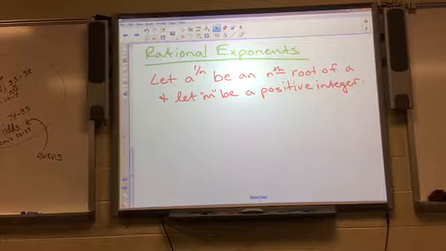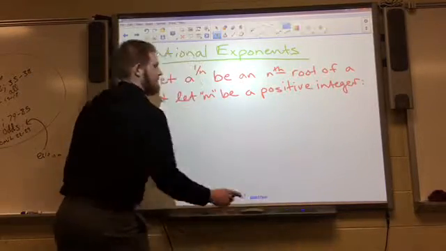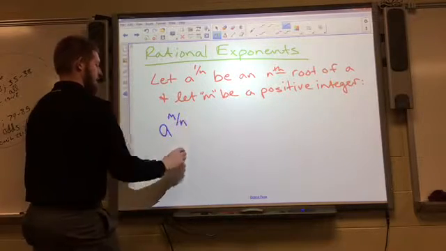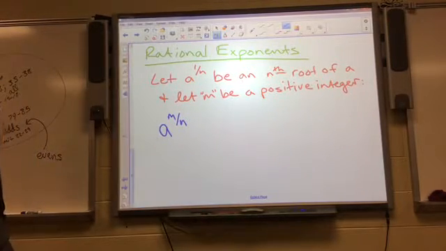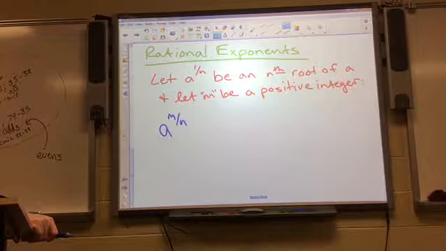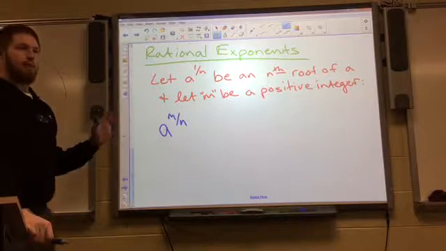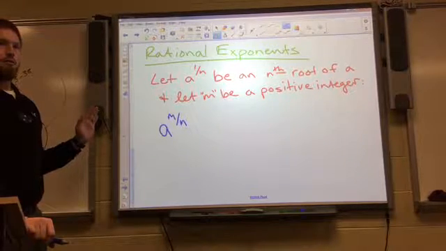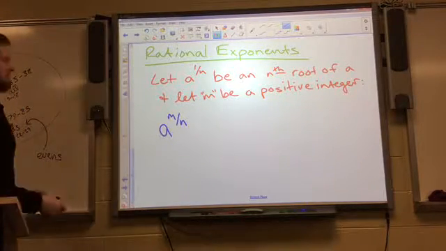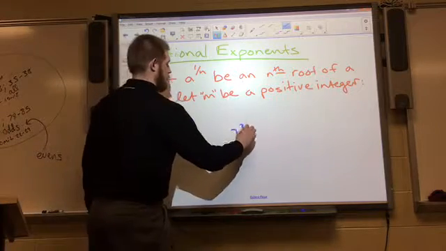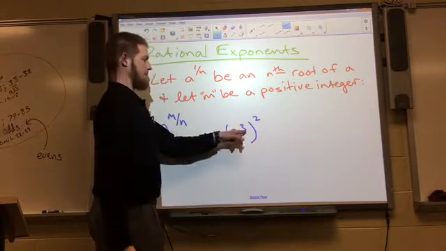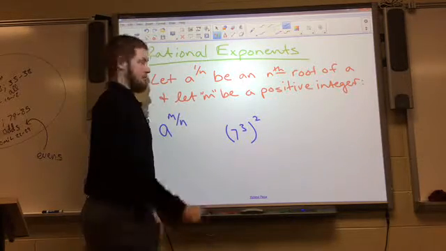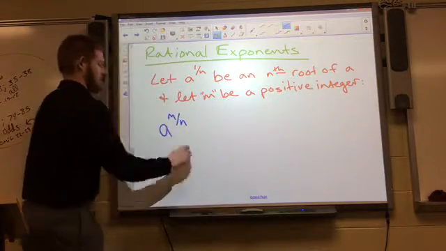Okay, so if I have a to the m over n, I can rewrite this because I know, first of all, power of a power I multiply, right? You guys agree with that? If I have 7 cubed squared, I multiply my 2 and 3, right? Okay, so I actually have 7 to the 6th power. That's kind of what we're going to break this down into.